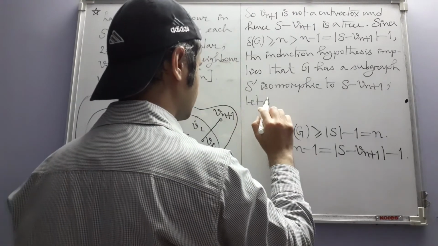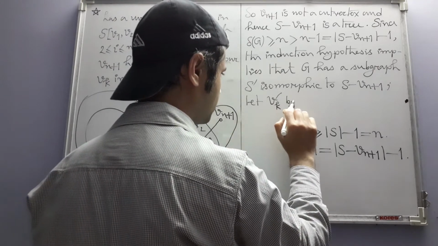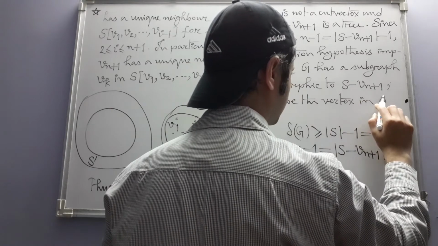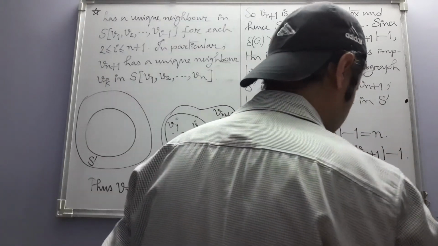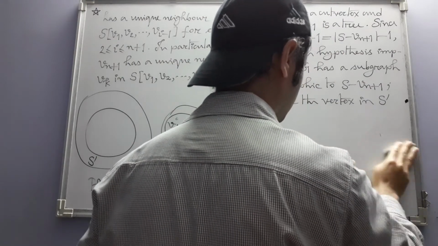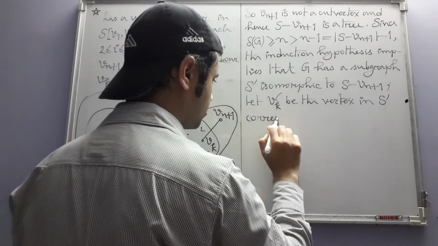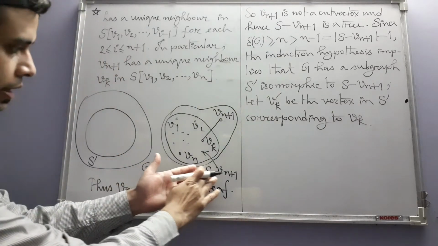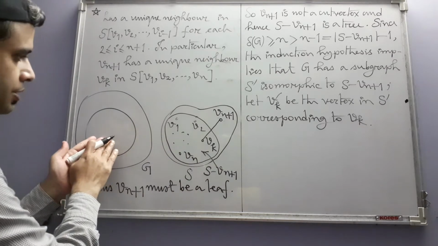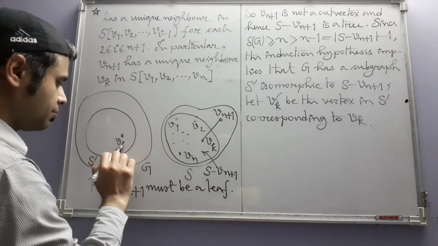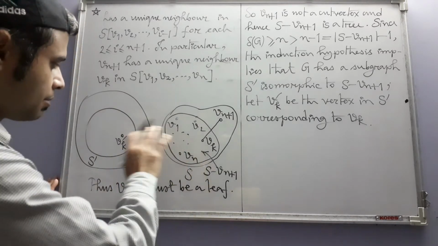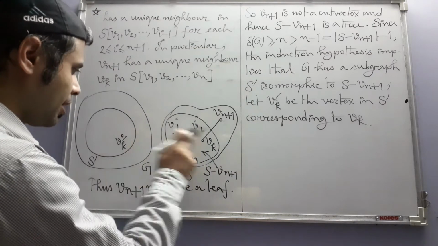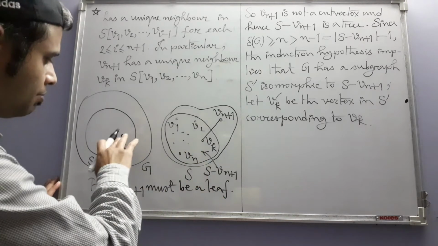Let Vk prime be the vertex in S prime corresponding to Vk. We are saying that S minus Vn plus 1 is isomorphic to S prime. So that means corresponding to Vk, here also there will be a vertex Vk prime. There must be some isomorphism, right? In that isomorphism, Vk prime corresponds to Vk. That is, that isomorphism maps Vk onto Vk prime, or it maps Vk prime onto Vk.